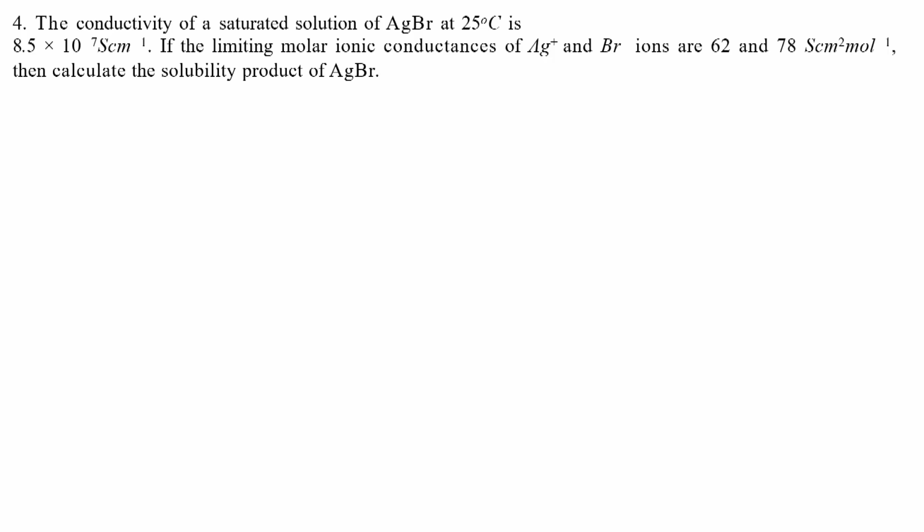So, we can calculate lambda m naught of AgBr, right. Okay. So, lambda m naught of AgBr is lambda m naught Ag plus plus lambda m naught Br minus. This is according to Kohlrausch law. Okay.